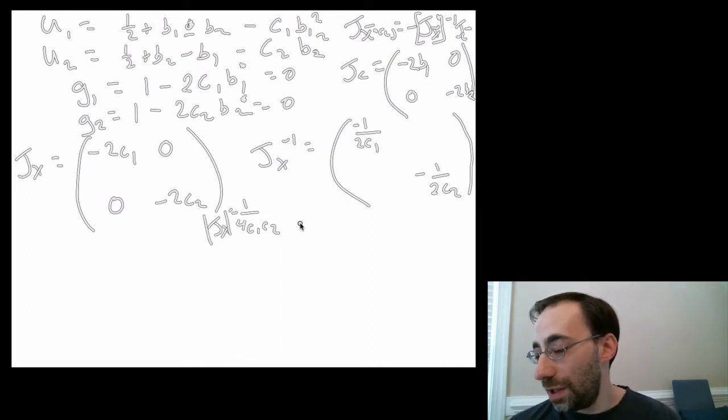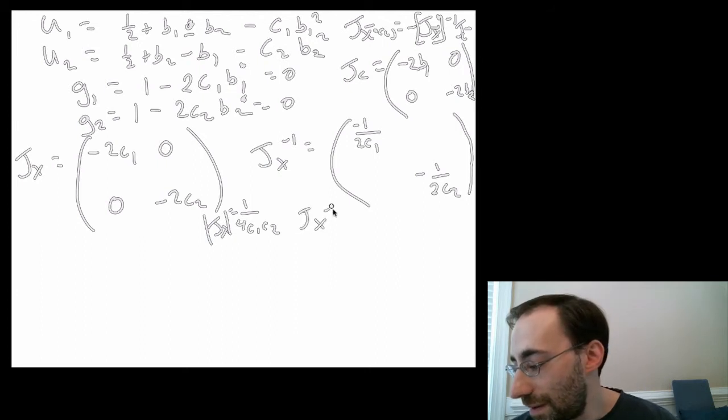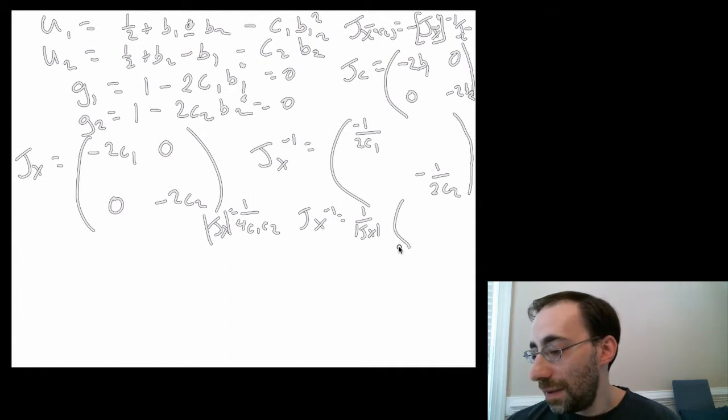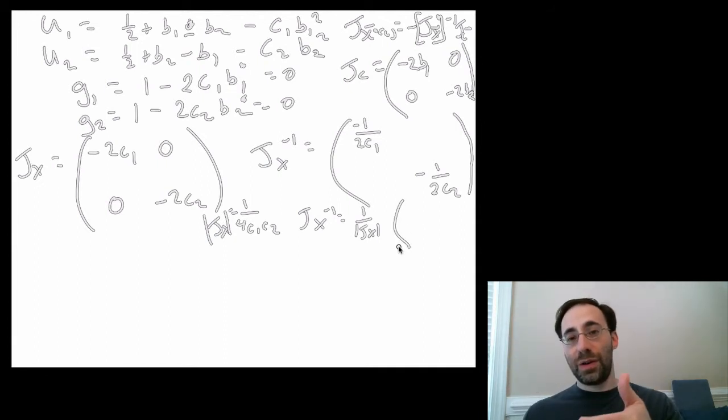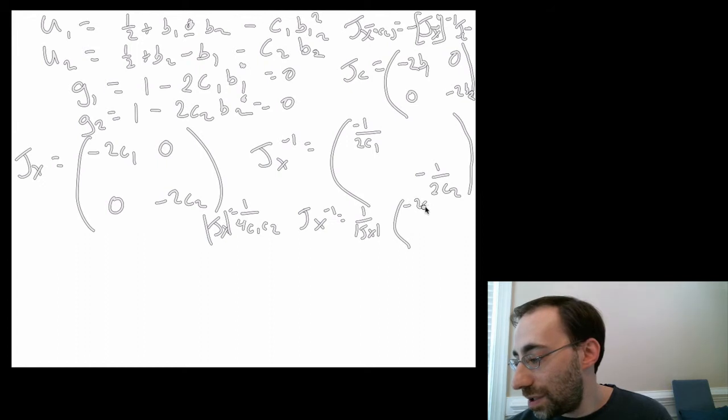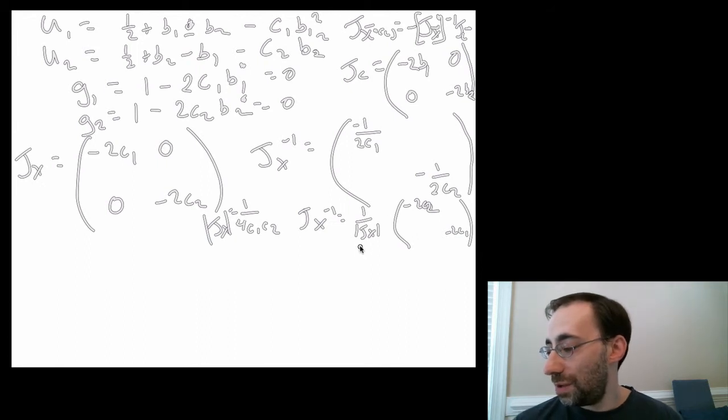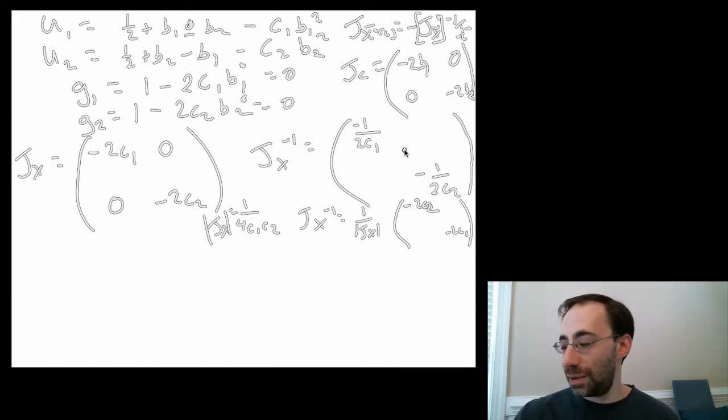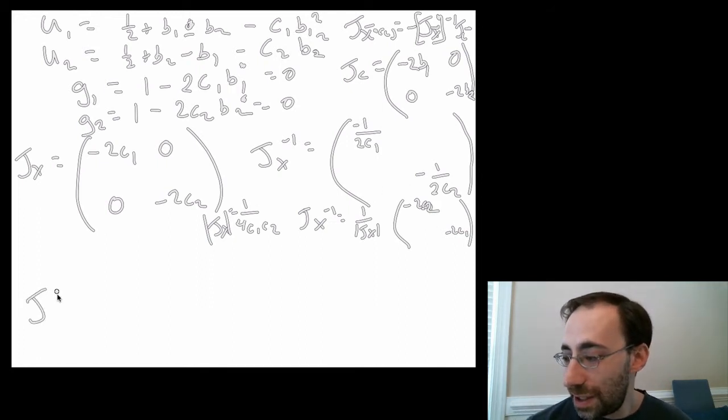And so the inverse is 1 over the determinant times you flip the order of the diagonals, so it's 2C2, negative 2C1. When you divide through by 4C1, C2, you get exactly this thing up here. The C2's cancel up here, 2's cancel, and so on. So this is actually the inverse. So now we're almost done with this nice simple example.